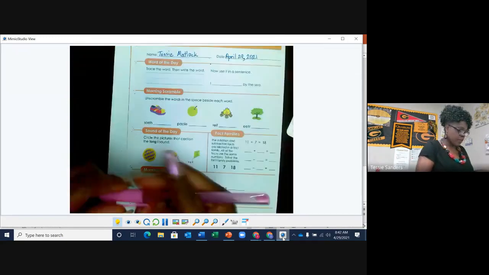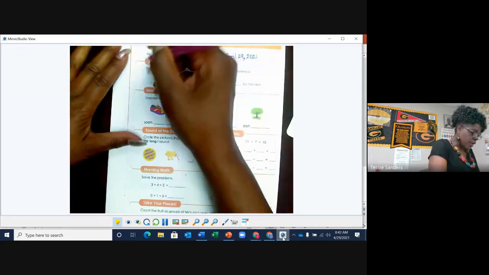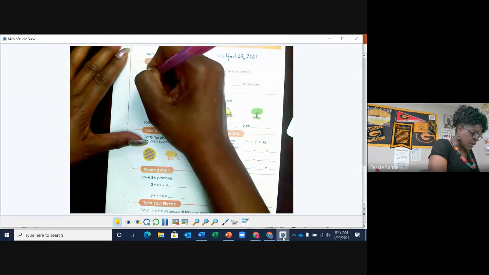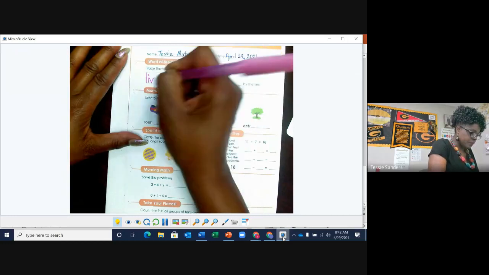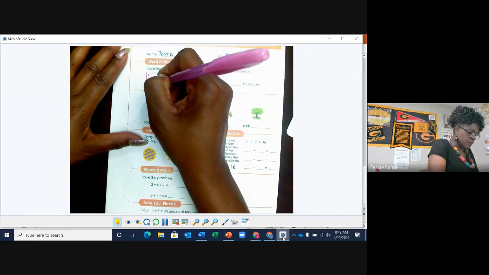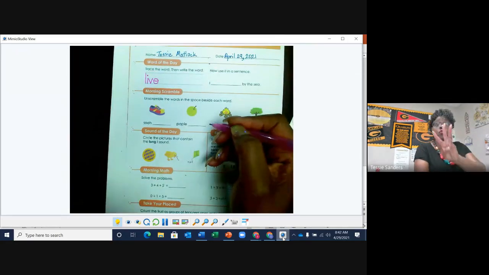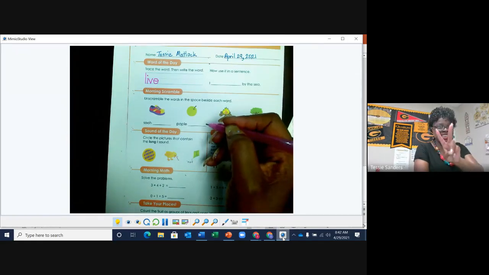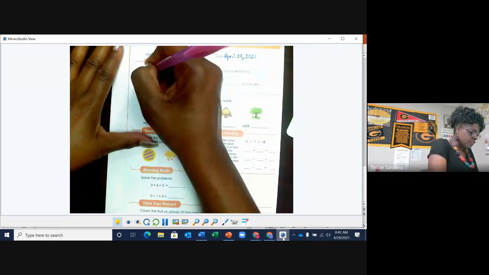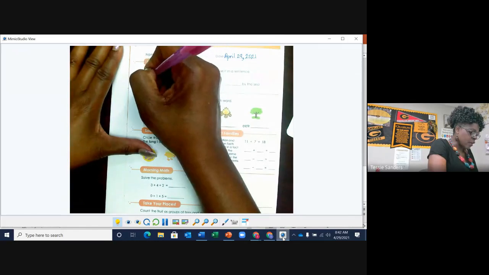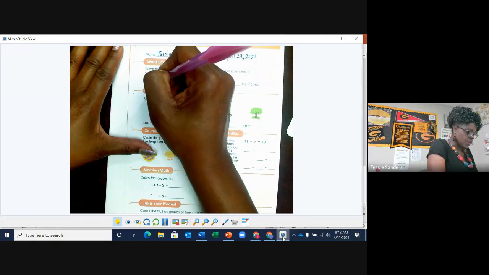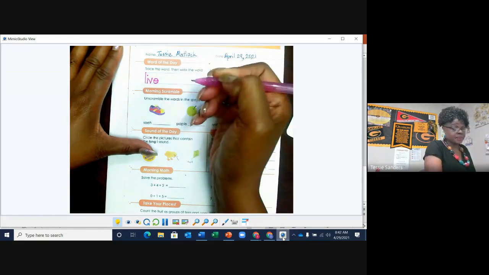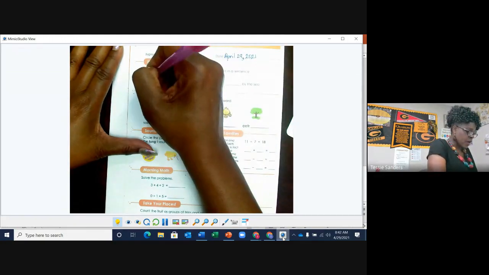So let's trace the word, spelling out the word live. All right, let me change my pen. L, I, dot that I, V, E. Again, we want to do it 3 times. So here's the second time. Trace, call that letter. L, I, V, E. Last time. L, I, V, E.